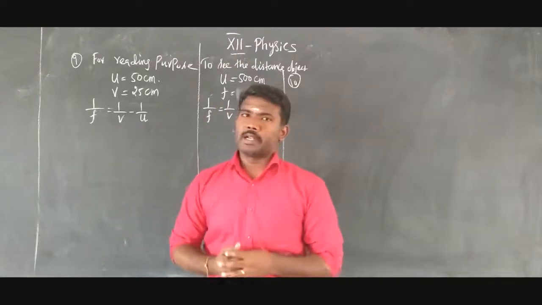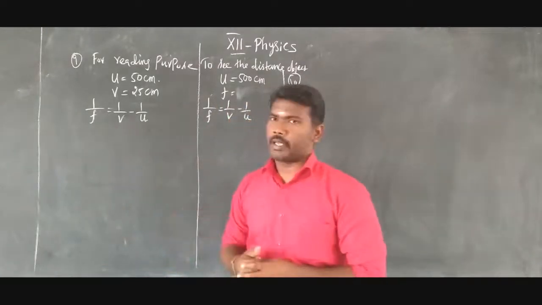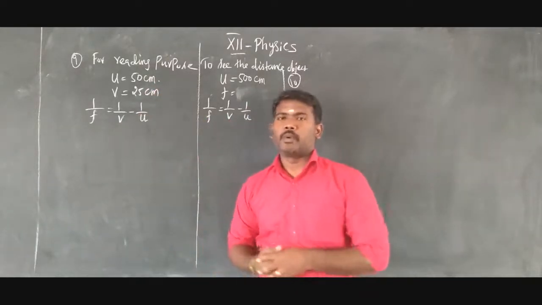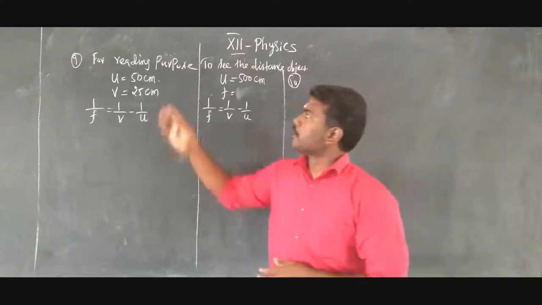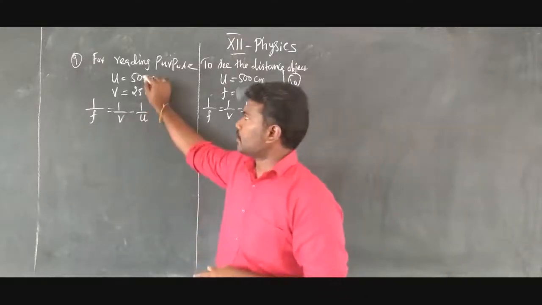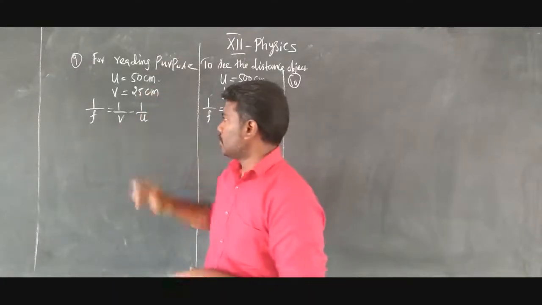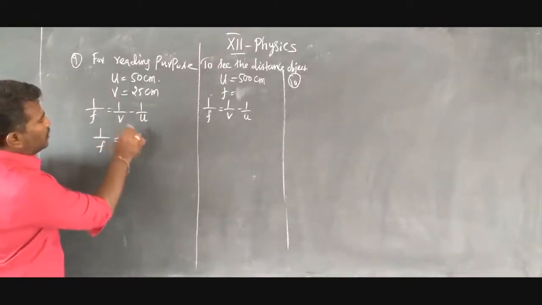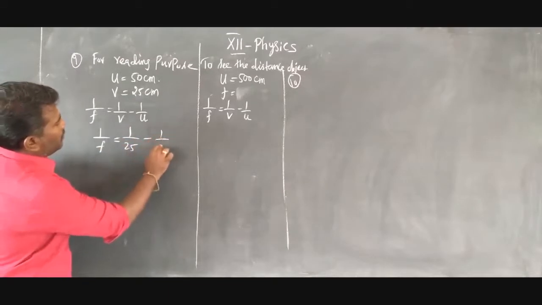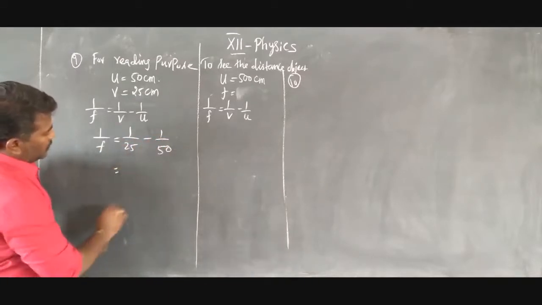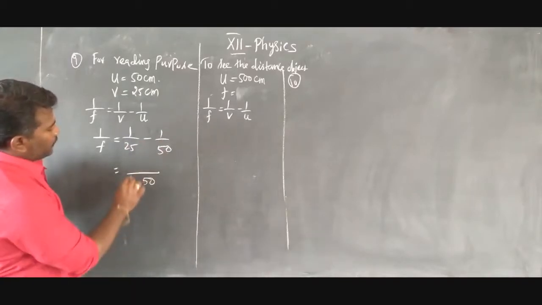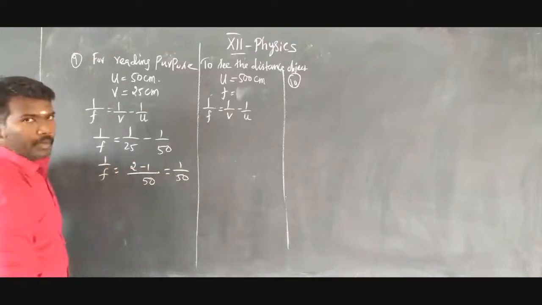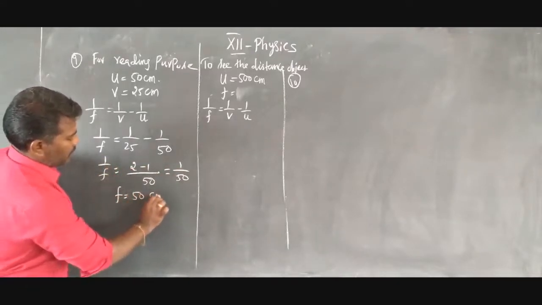So focal length formula, lens formula, 1 by f is equal to 1 by v minus 1 by u. U given and v is a constant value, 25 centimeter, the minimum distance to read a book. So u and v is given. So we can easily calculate the f value by using the lens formula. 1 by f is equal to 1 by 25 minus 1 by 50. So take LCM. 2 minus 1 is equal to 1 by 50. 1 by f value 1 by 50. So f is equal to 50 centimeter.